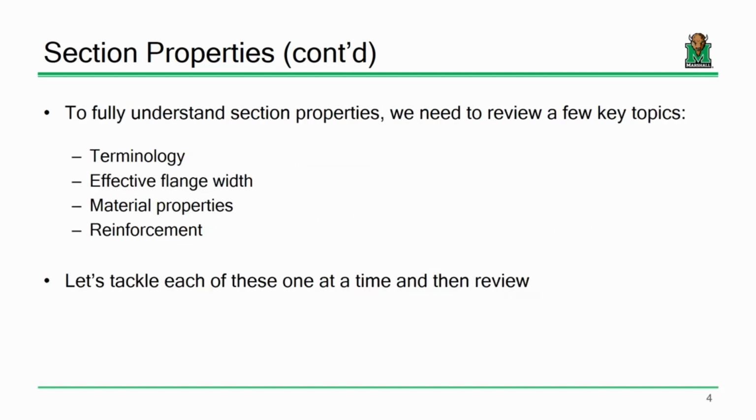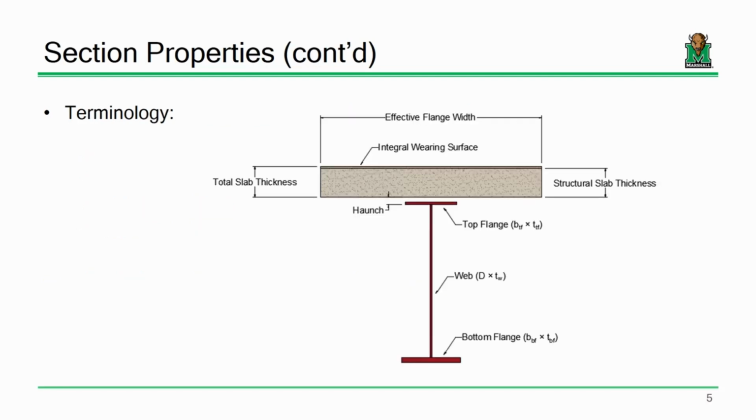Okay. All right. Now, before we start just taking a nosedive and starting to calculate this stuff right now, I want to take a little bit of time and go into some terminology, some discussion of different parameters that are going to affect what we're going to talk about, things like effective flange width, material properties, the rebar. We're going to take each of these one at a time, and we're going to break them down. I want to make sure everybody knows what we're talking about and why we're talking about it. Okay? So let's start off with the terminology.